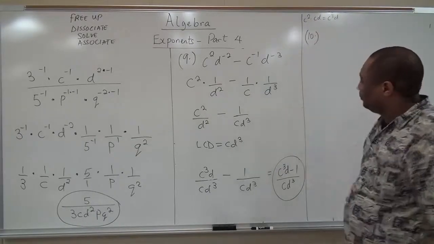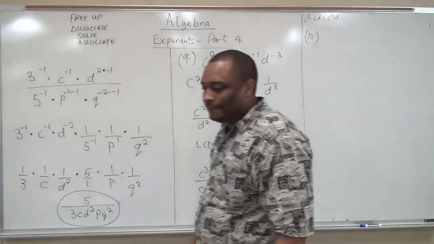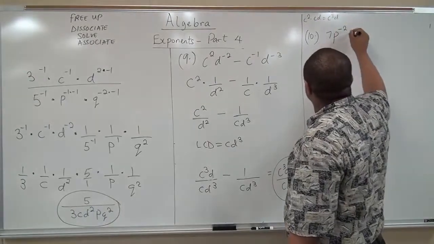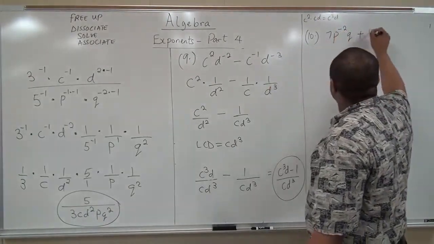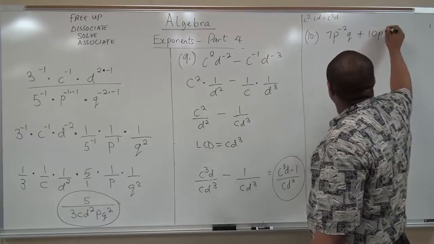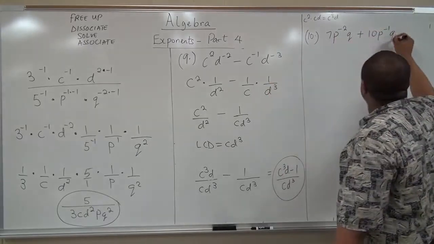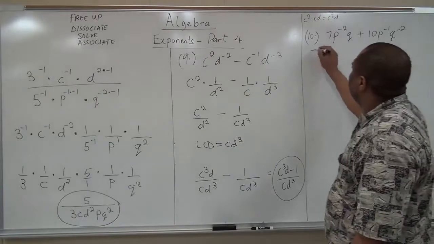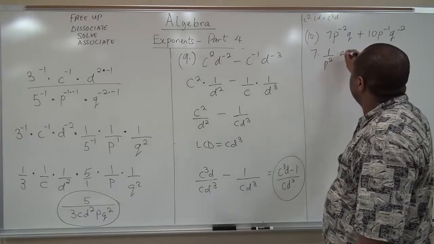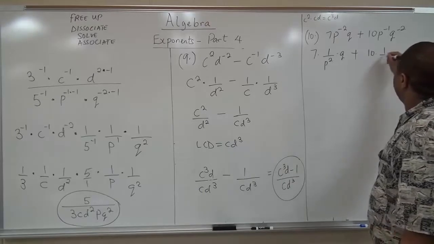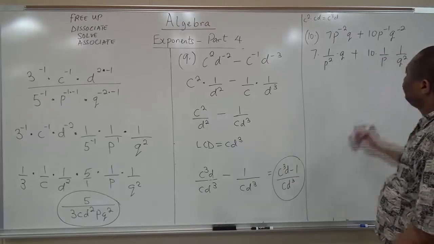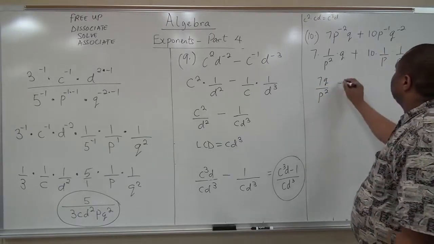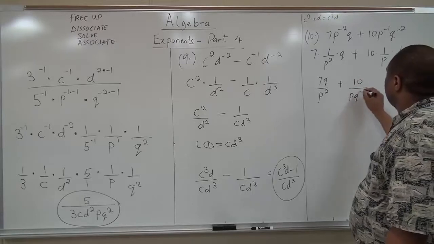Question 10. 7p exponent negative 2 q plus 10p exponent negative 1 q exponent negative 2. So you see we are doing varieties of this. So this is 7 times 1 over p squared times q plus 10 times 1 over p times 1 over q squared. So this will be 7q over p squared plus 10 over pq squared.